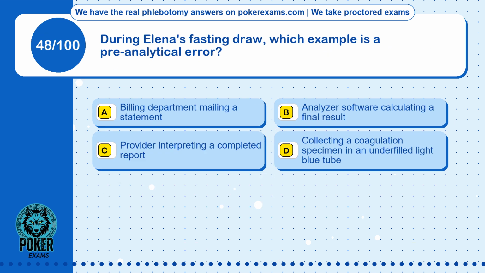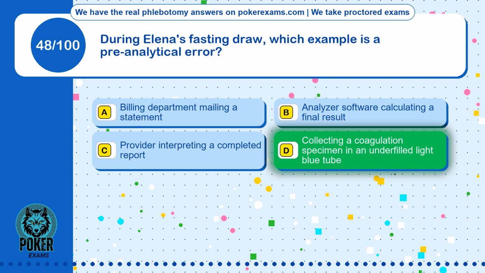Question 48. During Elena's fasting draw, which example is a pre-analytical error? Option A. Billing department mailing a statement. Option B. Analyzer software calculating a final result. Option C. Provider interpreting a completed report. Option D. Collecting a coagulation specimen in an underfilled light blue tube.